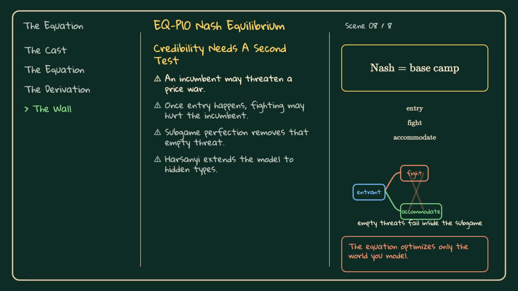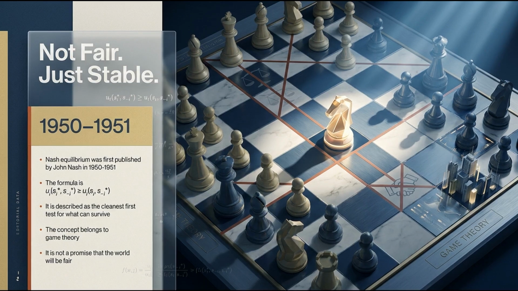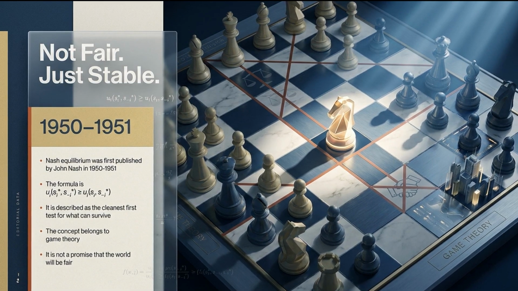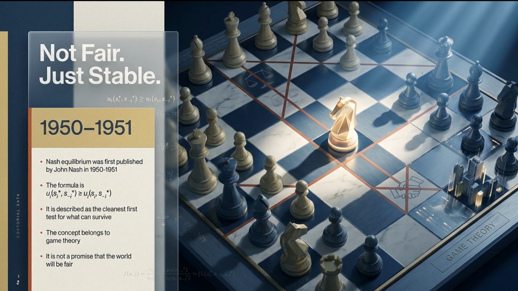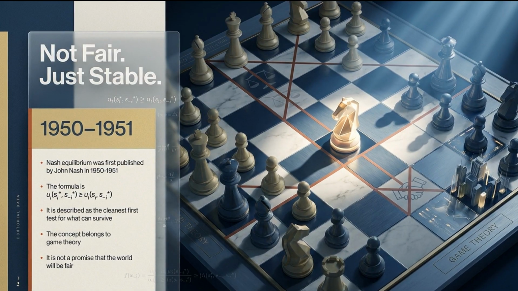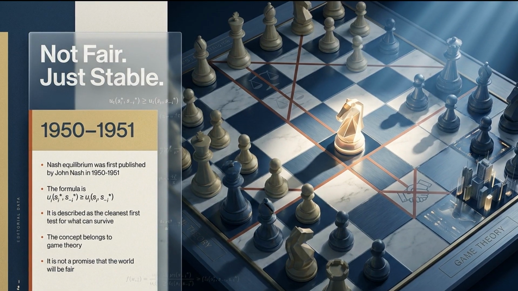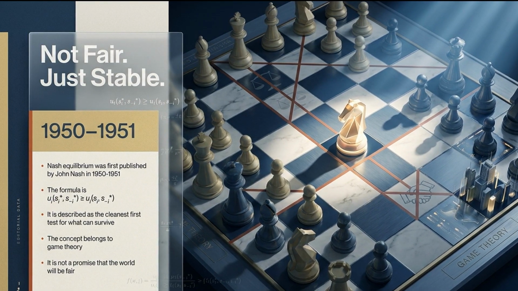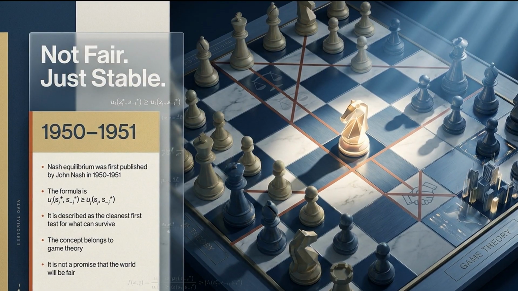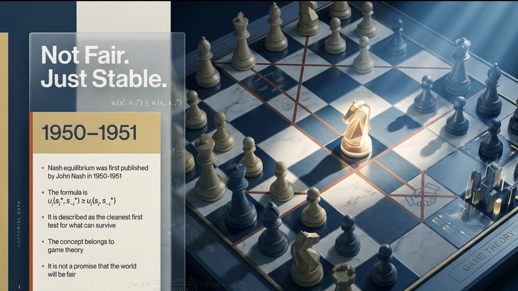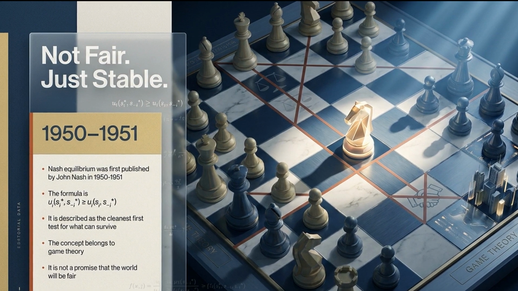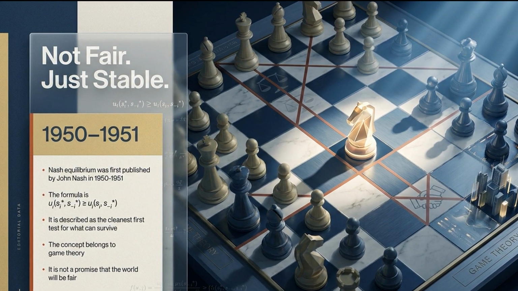So what should a modern decision maker do with the formula? Nash equilibrium is not a promise that the world will be fair. Inside a strategic system, it is the cleanest first test for what can survive. The practical use is simple. When you face a strategic problem, stop asking only what you want. Ask what everyone can keep doing after everyone else reacts. That is the Nash habit.